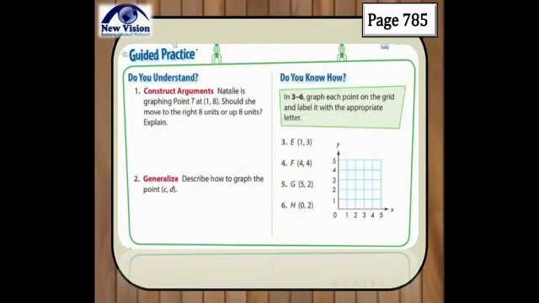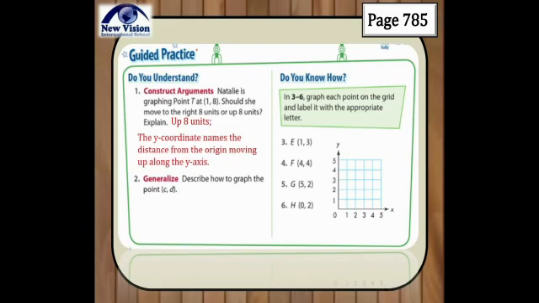Number 1. Natalie is graphing point T at (1, 8). Should she move to the right 8 units or up 8 units? Explain. So where is 8? Is it in the x-coordinate or in the y-coordinate? Alright, correct. So it's representing the y-coordinate. So what is our answer? Up 8 units. Very good. The y-coordinate names the distance from the origin moving up along the y-axis.